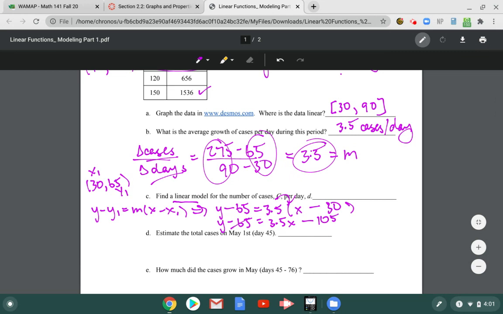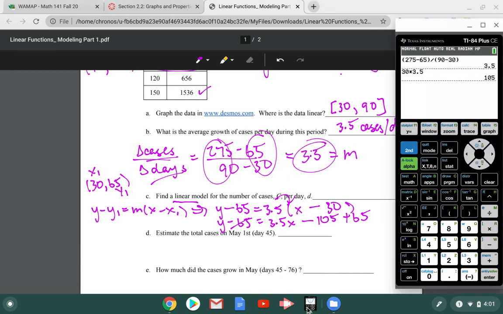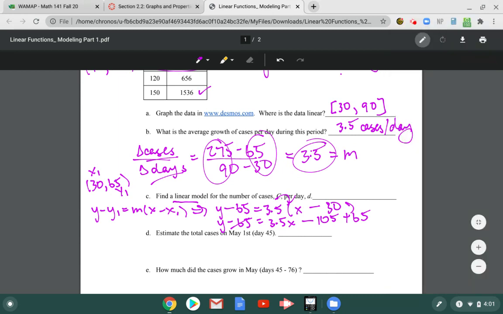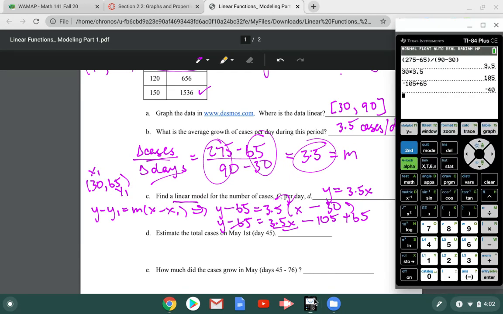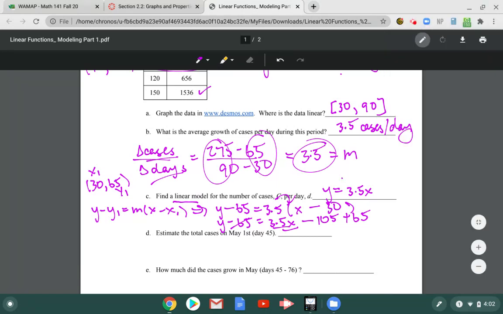I just need to add this 65 to both sides. So I need to do negative 105 plus 65, negative 40. This gives me my equation. I'm going to write it in terms of y just to start. y is equal to 3.5x. Is that 35? No, 40. Such a short-term memory. Minus 40. I should know better.